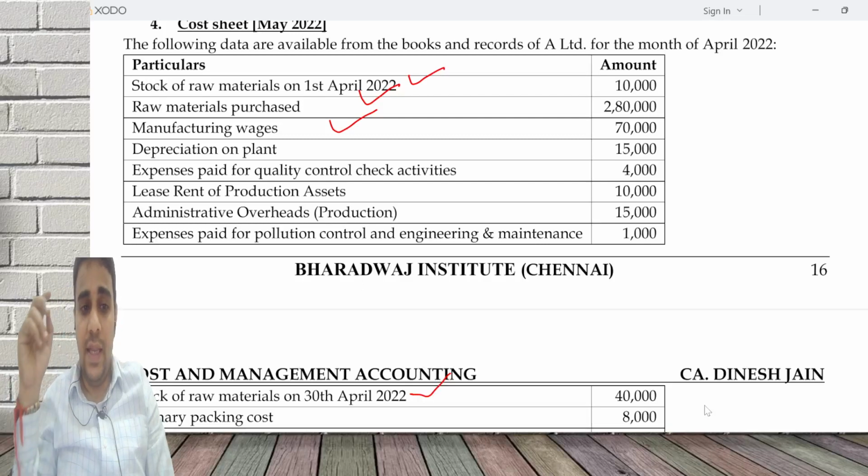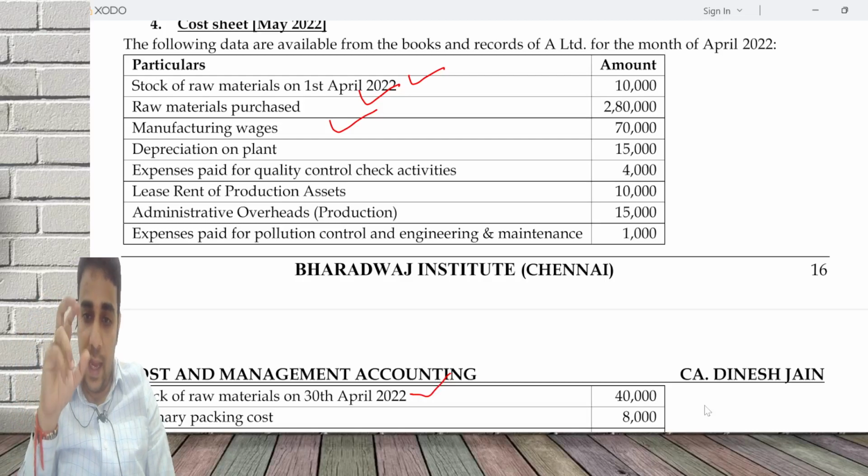There is this item, lease rent of production asset. This can go as direct expenses, and can also go to factory overheads. I think in this question ICAI has taken factory overheads, but an alternate answer is possible. See, the logic is if you are going to pay lease rent for every unit you produce, then it's a direct expense. If it's a lump sum payment, then we take it as factory overhead.